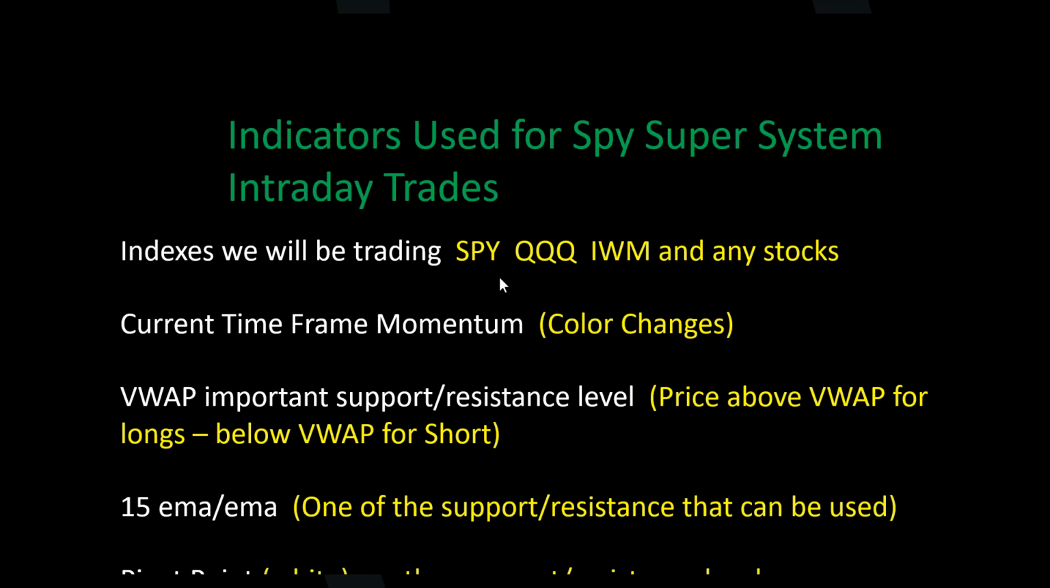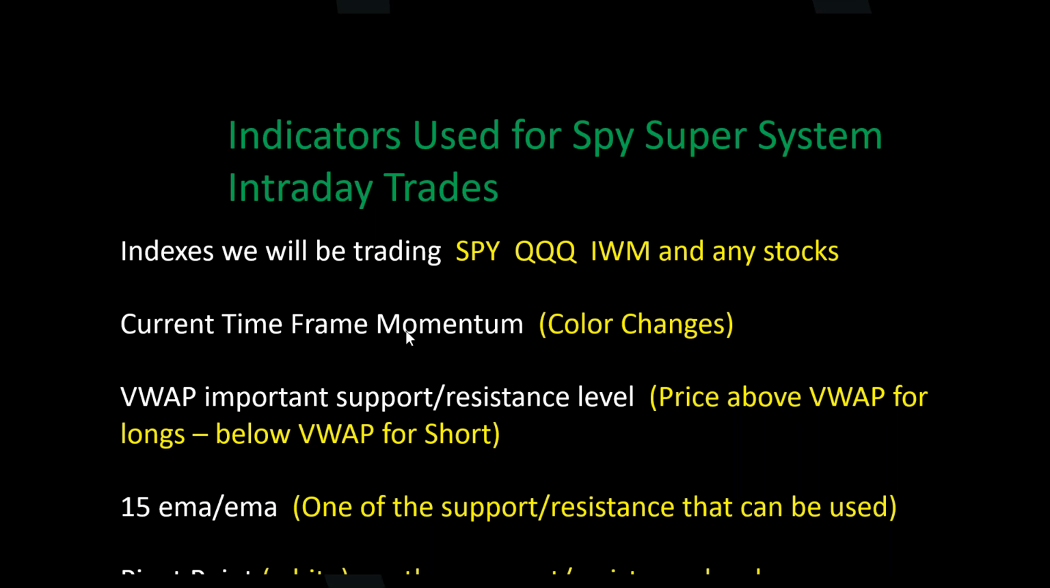Most of these trades are only going to last from 1 to about 6 candles, 5-minute candles. So, from maybe 5 minutes to half an hour. So they're going to be very quick. And we'll be doing these on the indexes and any stocks. You can also use them on the futures if you want.